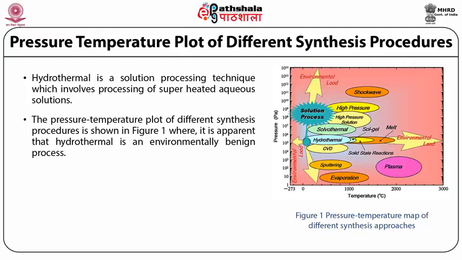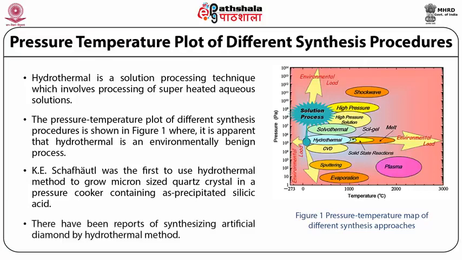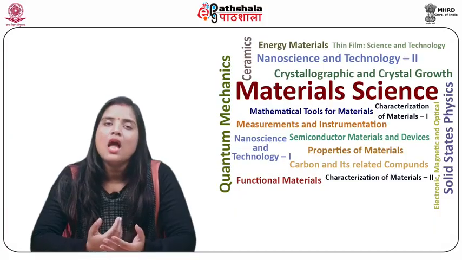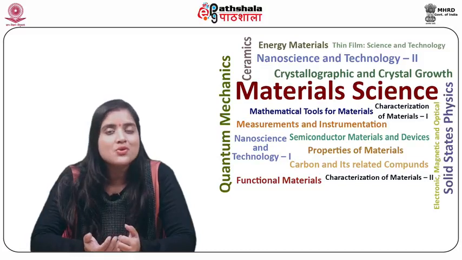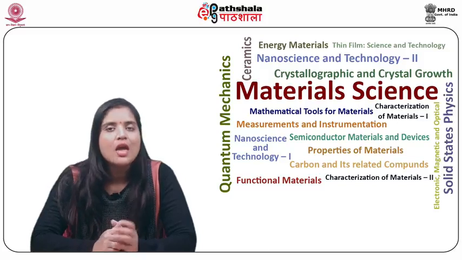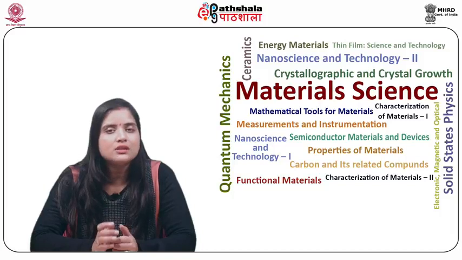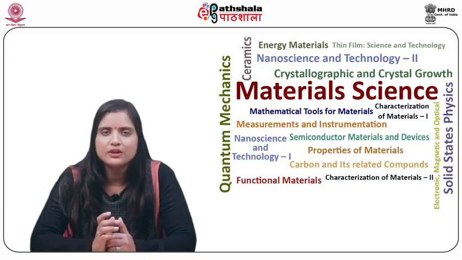an environmentally benign process. K. Schafhaeutl was the first to use the hydrothermal method to grow micron-sized quartz crystals in a pressure cooker containing freshly precipitated silicic acid. There have been reports of synthesizing artificial diamond by the hydrothermal method. Hydrothermal processing is an unconventional method to synthesize nanocrystalline inorganic materials. A direct precursor-product relation exists, thereby allowing synthesis of roughly every material with no requirement of structure defining agents.